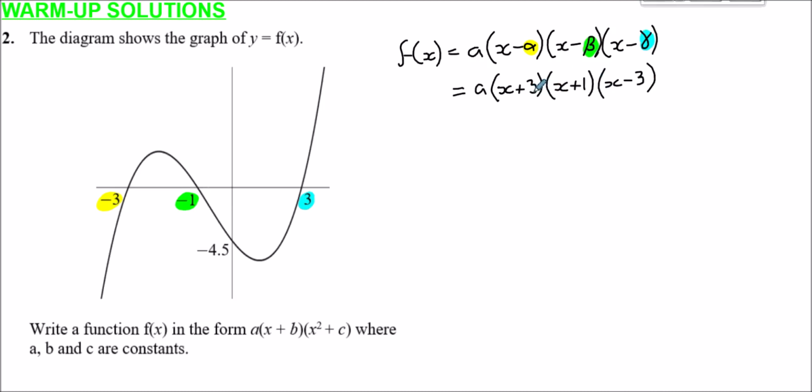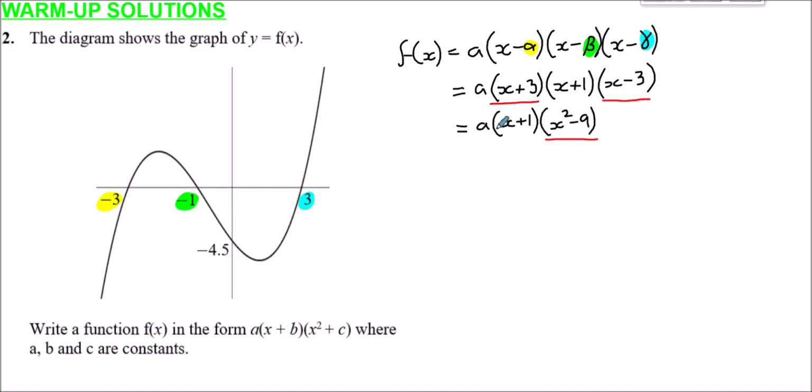Now we can see already that we've got x plus 3 on one side, x minus 3 on the other, so this is a difference of 2 squares. So this can be rewritten as a, brackets, x plus 1, then x plus 3, x minus 3, we can put together as x squared minus 9, because this is a difference of 2 squares. But we're not quite done, because we need to find what a is.